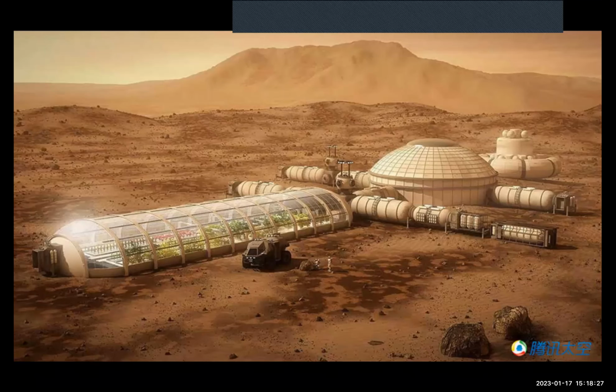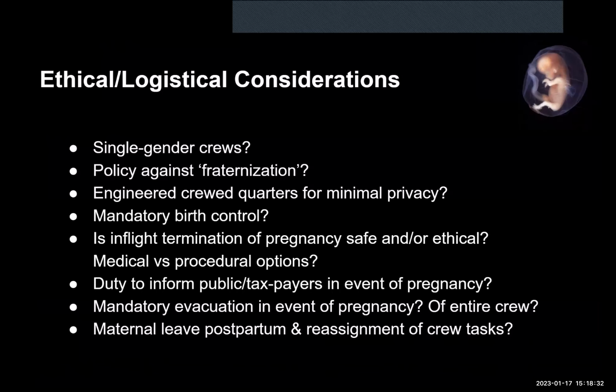And there's also ethical and legal considerations around this. So if you want to avoid a pregnancy on Mars, should you only send a single gender crew? Can you have a policy against fraternization? Can you mandate birth control? Should you only send postmenopausal female astronauts? So again, it's more than we can cover in about 90 seconds, which is why there's an entire book chapter, an entire field of study dedicated to it.